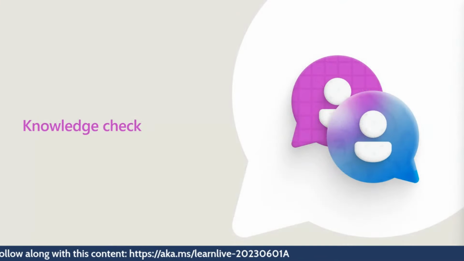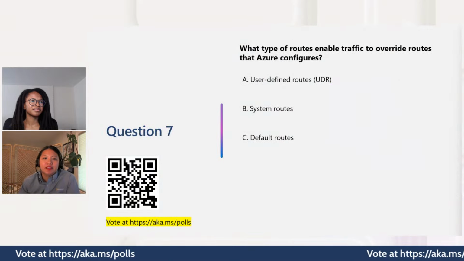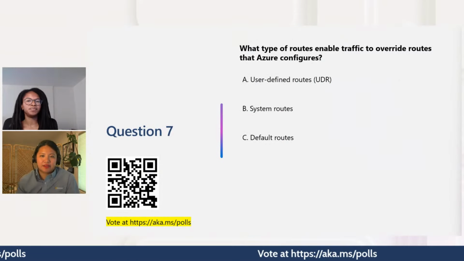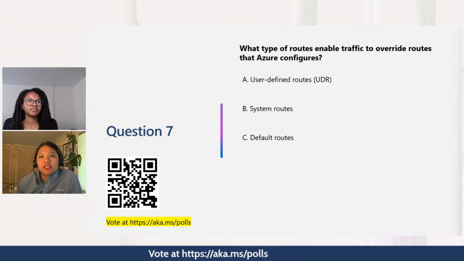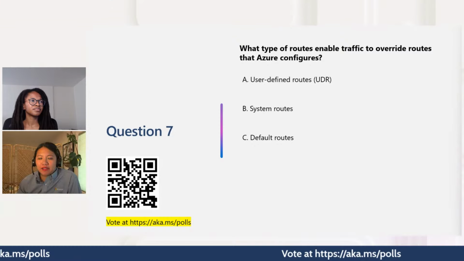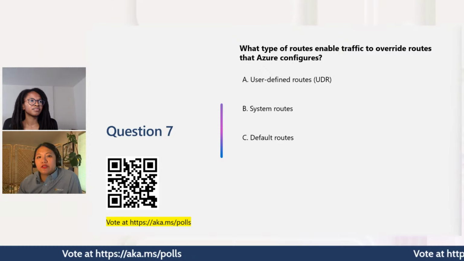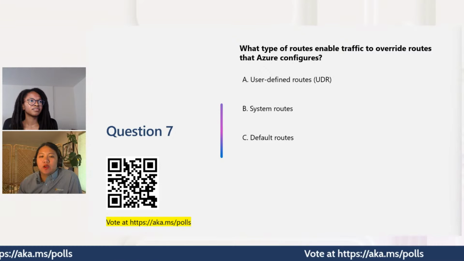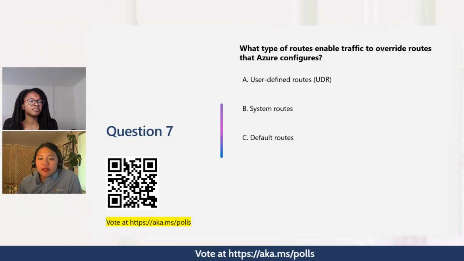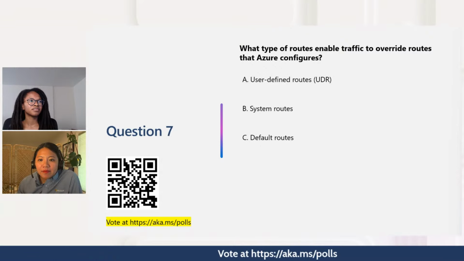So next up, we have a knowledge check. So when you're ready, let's make sure that you folks have your polls set up on your desktop or mobile device. The question here that we have is, what type of routes enable traffic to override routes that Azure configures? So your choices are A, UDRs or user-defined routes, B, system routes, or C, default routes. And since we're coming up in our last 15 minutes, I'm going to move ahead a lot quicker than normally.